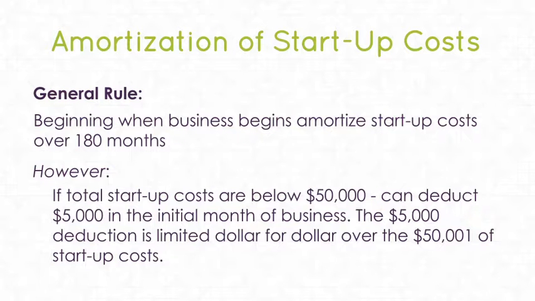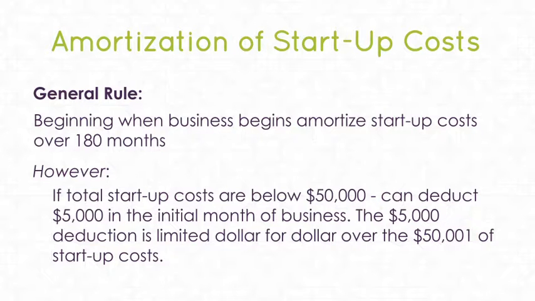In the month you begin business, you can take a deduction of startup costs of up to $5,000 in the first month. If total startup costs were greater than $50,000, then that initial $5,000 deduction must be reduced dollar for dollar by the amount that exceeds $50,000. Therefore, if your total startup costs were greater than $55,000, there is no initial deduction allowed.